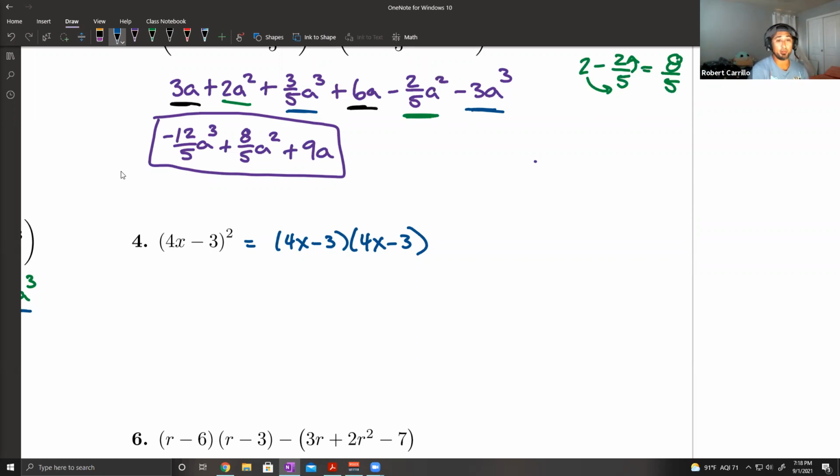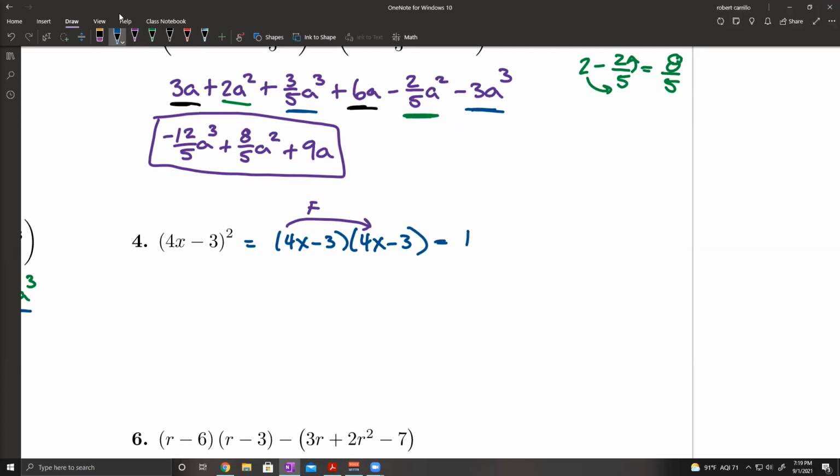Anybody know what that's called? FOIL. Good. It's your favorite F word, FOIL, okay? So when we FOIL this, we do the first terms together. So 4x times 4x, there's the first terms together. And what is 4x times 4x? 16x squared.